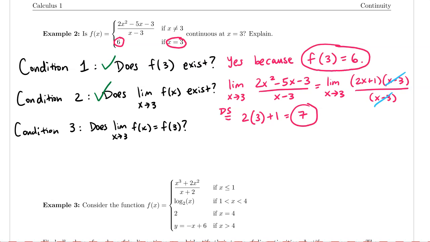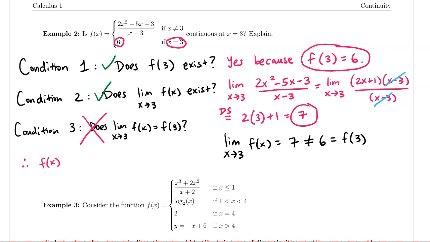So notice that the limit as x approaches 3 of f of x is equal to 7, which is not the same thing as 6, which was the value of f of 3. So condition 3 is not satisfied. From here I can say, therefore, f of x is not continuous at x equals 3. So that's our conclusion for example 2.